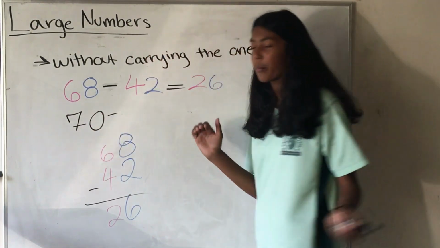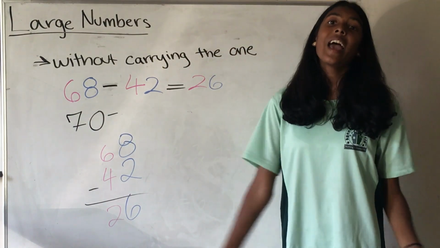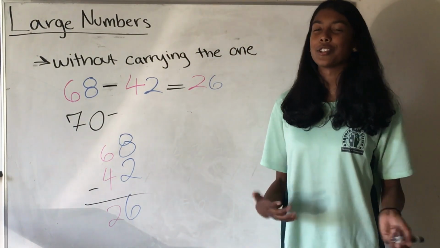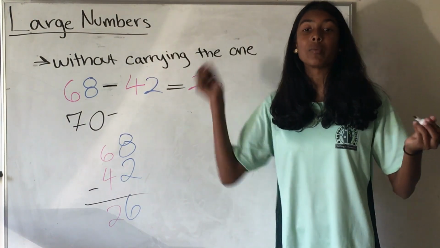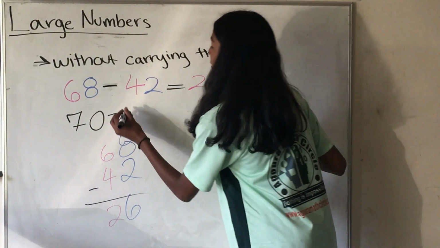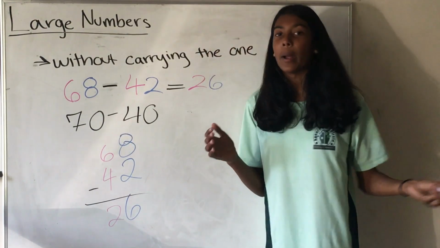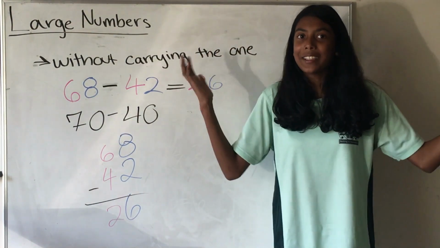What about 42? It's between 40 and 50. And 42 is much closer to 40 than it is 50. So we're going to round down, because 2 is one of the numbers we round down for. And what's 70 minus 40? It's 30.